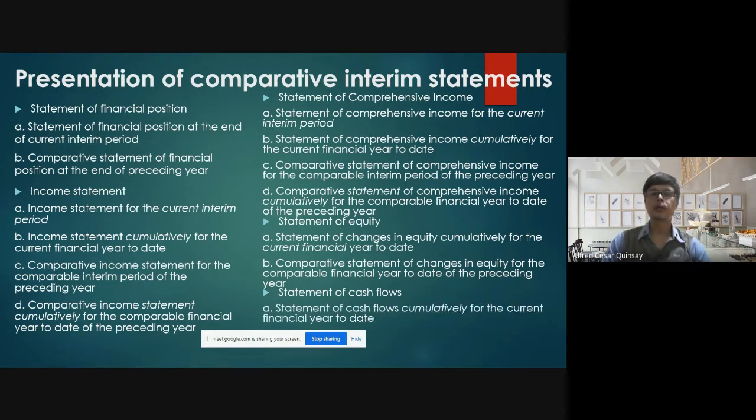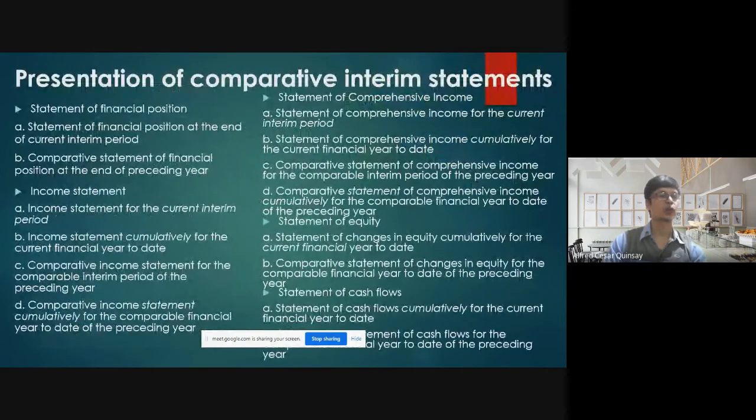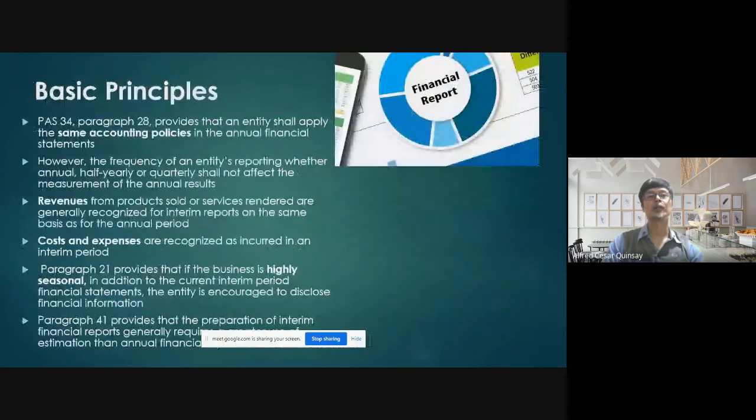And then finally, ito sa cash flow, statement of cash flows cumulatively for the current year and yung statement of cash flows. Babasahin ko na lang para sa iyo. For the comparable financial year to date of the preceding year. Yeah. So those are some of the presentation for the comparative financial or comparative interim statement. Now we go to the basic principles.